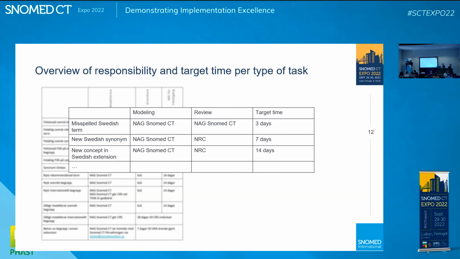And the target times are a bit different. The shortest is 3 days. That's the misspelled term. And I think the longest for these is 14. And then there's a longer duration for when it's an international concept and CRS stuff that takes time. But this is the area of time duration it takes. And that's the big deal when we're working with the implementers, that they can say, we need a new synonym here, or we need a new concept. And we can actually come back to them within a few weeks and say, yeah, this is the code, as opposed to waiting for the formal Swedish extension release and everything.